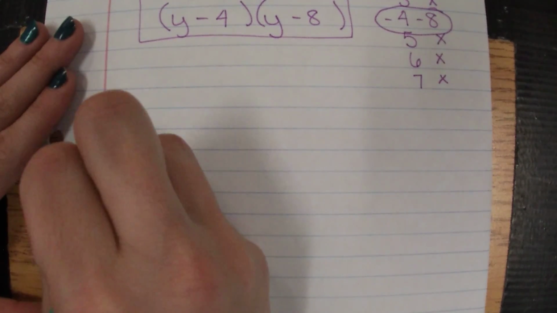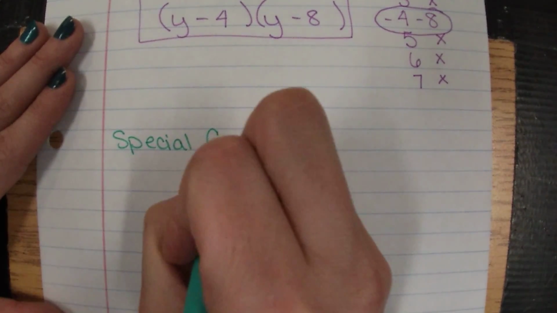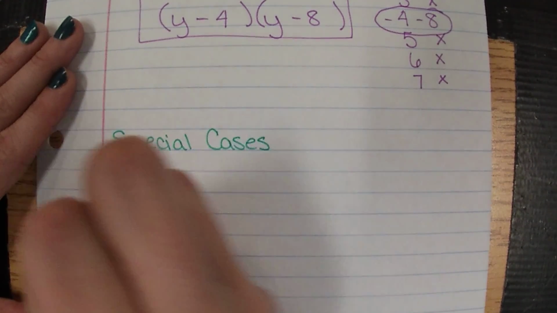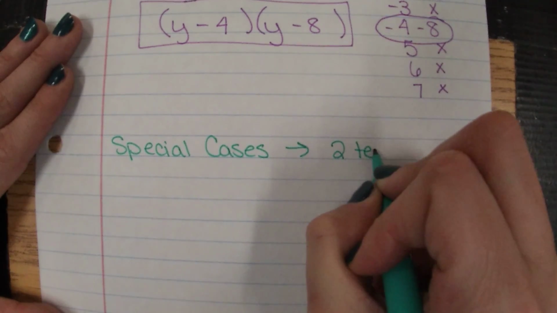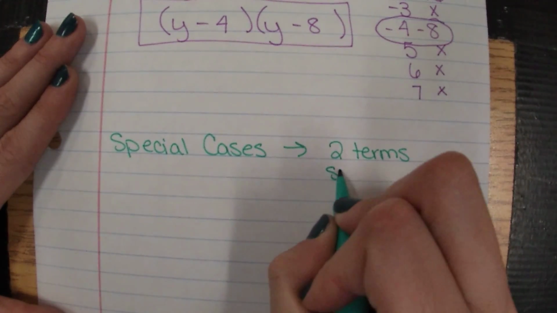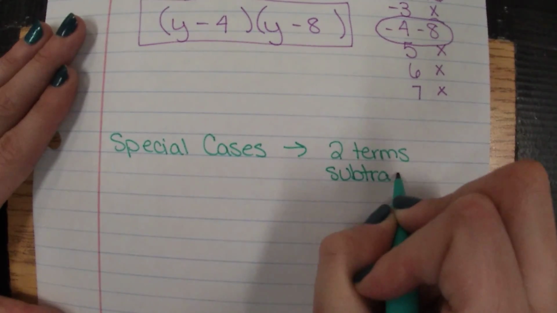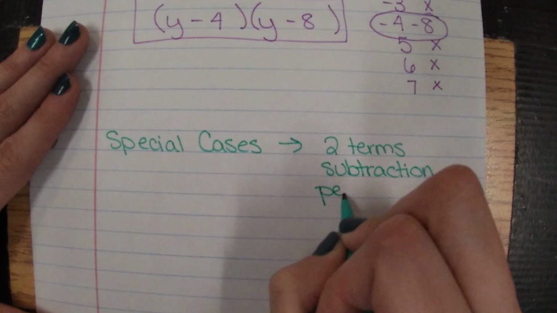The last type of factoring that we talked about was factoring special cases. And special cases came with a few more rules. Special cases we used with how many terms? 2 terms. What did the sign have to be? It has to be subtraction. And both terms have to be what? Perfect squares.